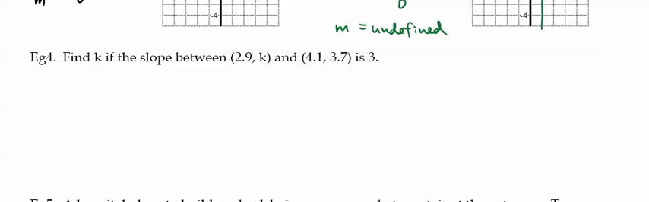Now it turns out there are times when you can't draw those points on the graph, especially when it comes to decimal coordinates or coordinates that involve fractions, square root numbers, or other numbers that we are not familiar with. If we can set up an equation using the slope formula, we will be able to solve a lot more problems. Like the one in example number 4.